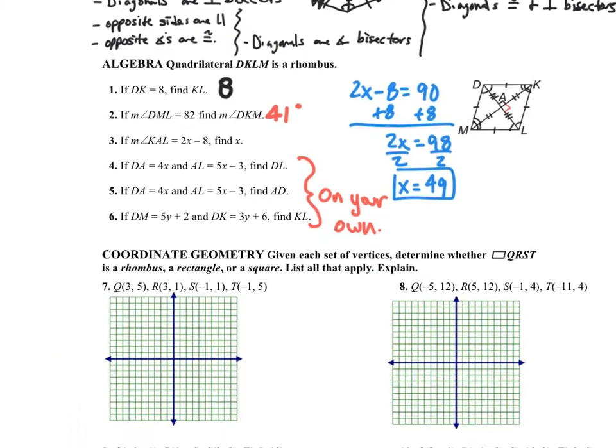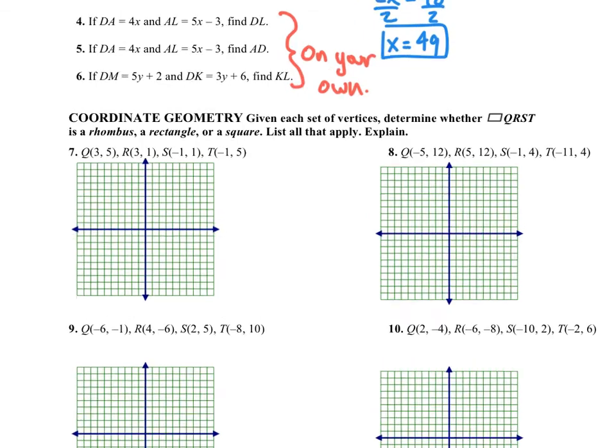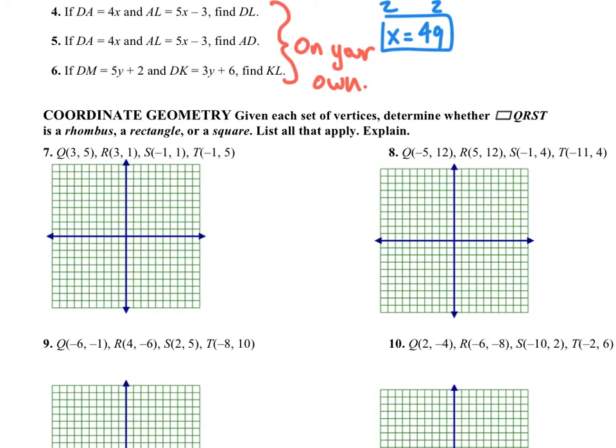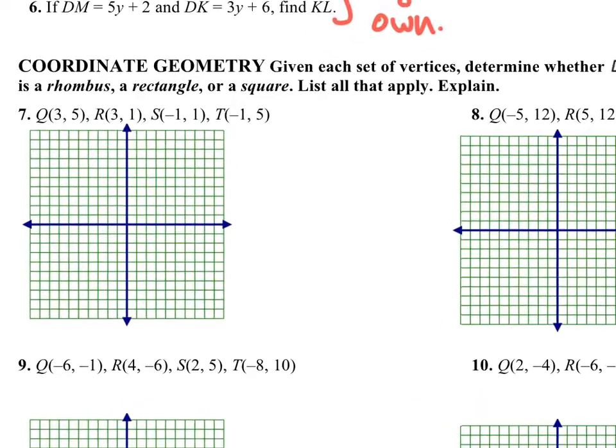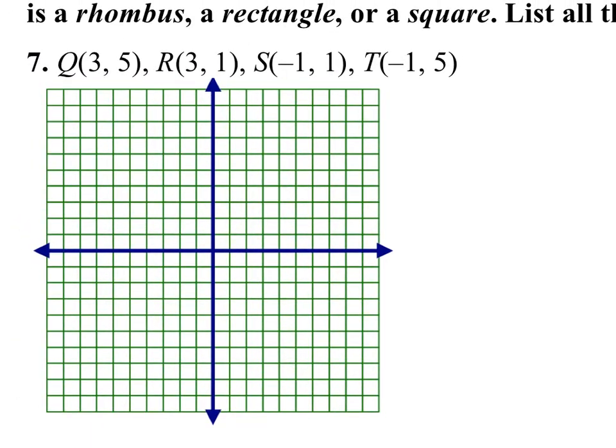So let's take a look at the next couple. I'm going to do 7 and 8, and it's asking us, given each set of vertices, determine whether QRST is a rhombus, a rectangle, or a square. List all that apply. So what I'm going to do here is first just plot the points, and then I'm going to show you how to go about this.